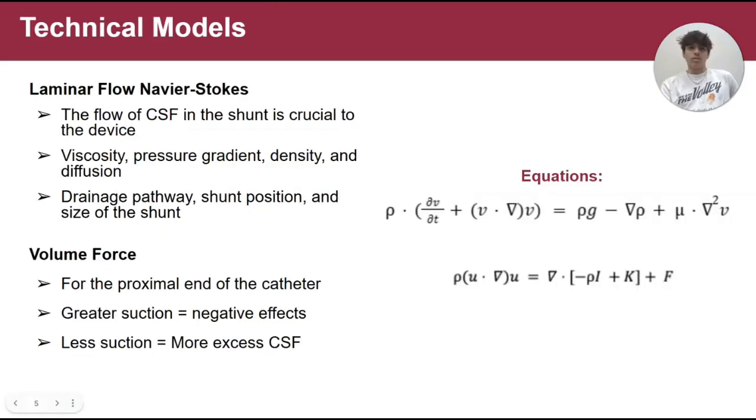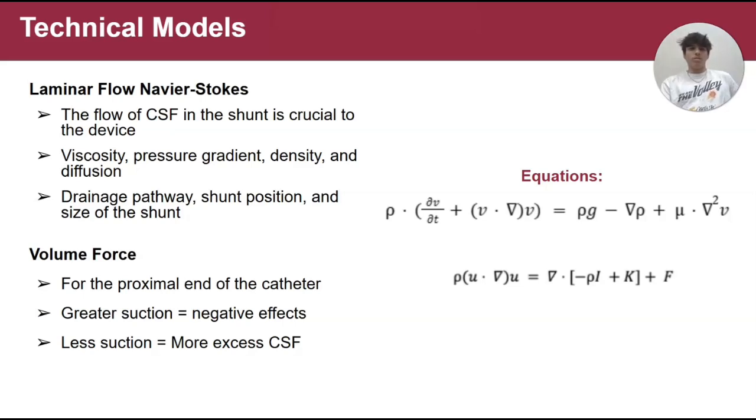Our first technical model is a laminar flow Navier-Stokes equation because the flow of CSF in the shunt is crucial to the device. The equation looks at the viscosity, pressure gradient, density, and diffusion of CSF, and this will allow us to determine the drainage pathway, shunt position, and the size of the shunt.